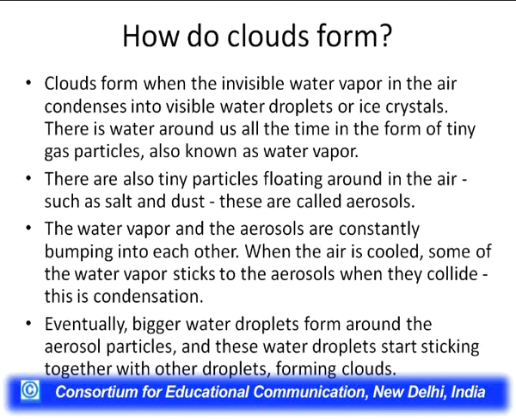There is water around us all the time in the form of tiny gas particles, also known as water vapor. What happens actually? Water, generally what we see, is in the liquid phase. But because of the vapor pressure and the ambient temperature, or due to the raised temperature, this water gets converted into the gaseous phase, that is water vapor. The conversion of the liquid phase to the gaseous phase mainly depends upon the vapor pressure of the atmosphere as well as the ambient temperature. Once the liquid water is converted into the vapor phase, it is generally not visible.